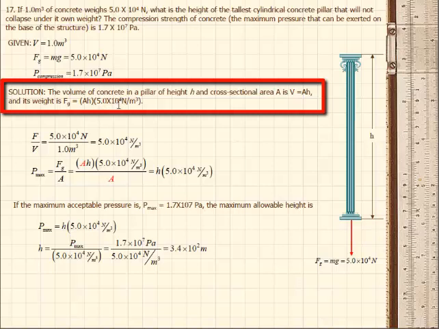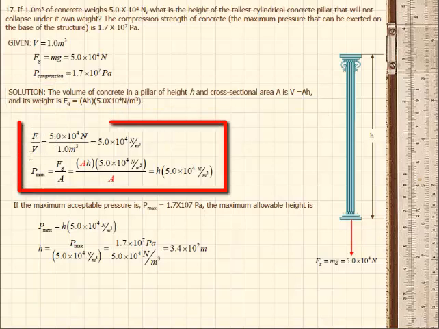5 times 10 to the 4th newtons per cubic meter. So in our relationships then, the force divided by the volume in this case will give us a per unit volume amount. So 5 times 10 to the 4th newtons divided by 1 cubic meter gives us a value of 5 times 10 to the 4th newtons per cubic meter. So we just divide it through by that value.